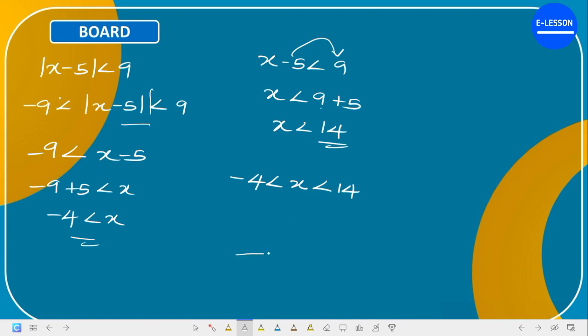Now, if you represent this on a number line, let's say this is 0 and this point here is minus 4 and here is 14. When they say minus 4 is less than s, it means that s is greater than minus 4, but it is less than 14. So the range of values would be all values from minus 4 to 14. So we can say minus 4, excluding minus 4, because s is greater than minus 4, then to what? To 14.